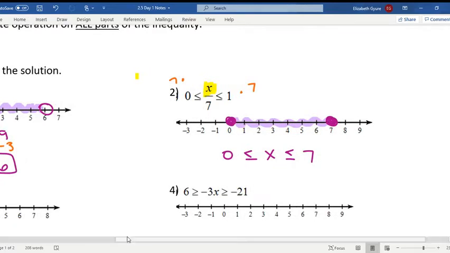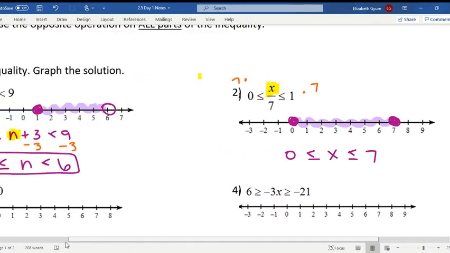Correct. It's numbers between 0 and 7. So like 1 is an answer, 2 is an answer, 3 is an answer. Does that kind of make sense? Yeah, there's a few. I don't know if there's any today though.